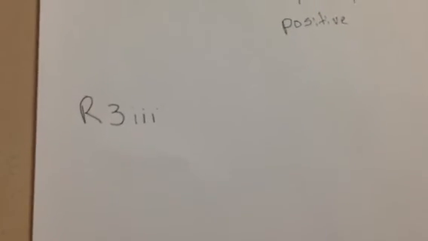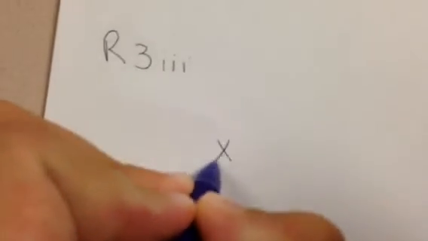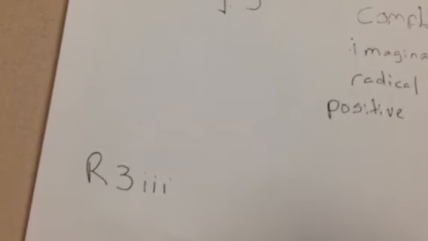We look at R3, number 3. That'll be R3, A number 3. We see that we have x squared square root of y minus 5.